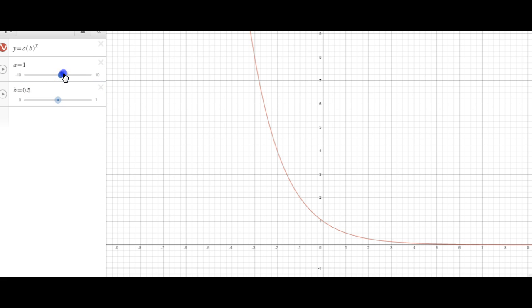So what happens as I change the a value? What do you see? When a is 3, what do you see? A is 4, what do you see? Yeah, and a is 7, what can we say about it?